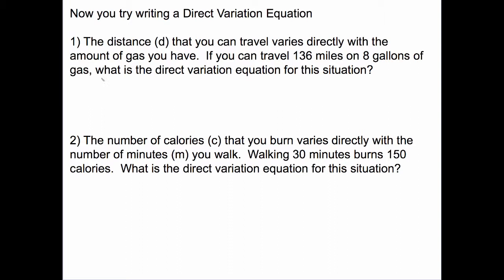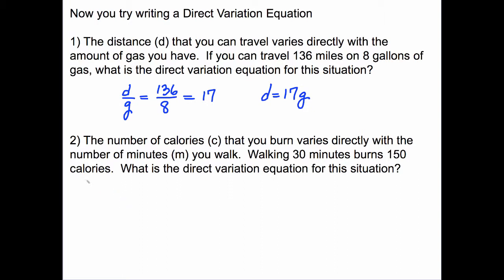Alright, so for number 1, the distance d varies directly with the amount of gas. In this problem, the distance traveled is 136 miles. We used 8 gallons of gas, and that means that the constant of variation is 17. That's 17 miles per gallon. So the direct variation equation is going to be the distance we traveled equals 17 times the number of gallons.